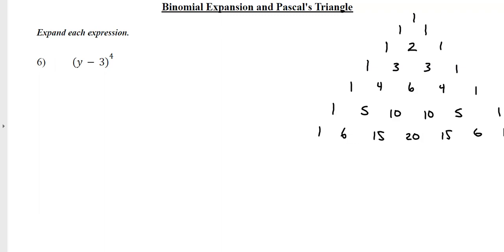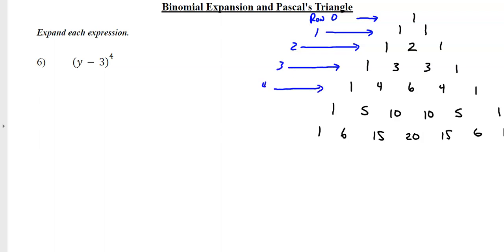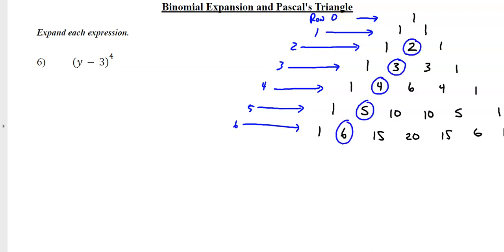And the big thing I want you to understand is this first row right here, this is what's considered row 0. This is row 1. This is row 2, row 3, row 4, and row 5, and row 6. Basically, you can just look at the first number right here, and that will tell you what row it is. So there are the rows. Now, let me show you how that ties in with binomial expansion.